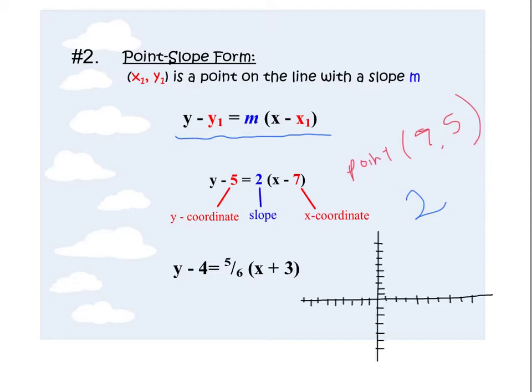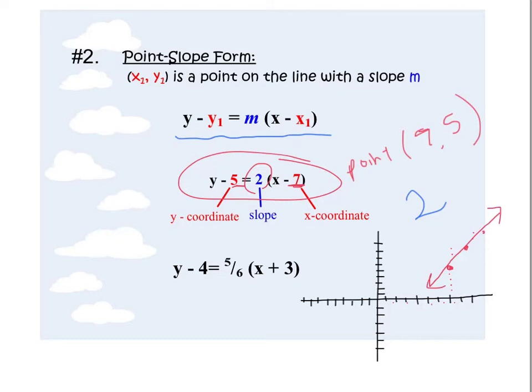Okay, if we graph our first line here, we want to start at the point when the x was a 7 and the y was a 5. So we'll go over 7, 1, 2, 3, 4, 5, 6, 7, up 5. 1, 2, 3, 4, 5. That's our starting point. And then the slope was 2, meaning we're going to rise up 2 and over 1, up 2 and over 1, and there's our line.